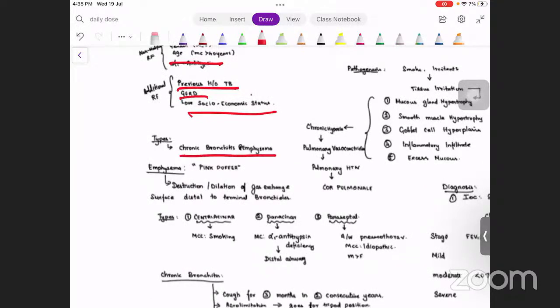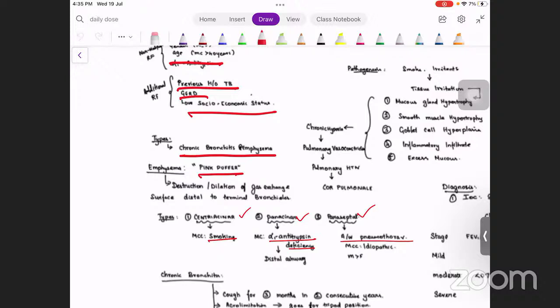Speaking about emphysema, the pink puffer, as I said, has 3 types: centriacinar, panacinar, and paraseptal. Centriacinar is associated with smoking. Panacinar is associated with alpha-1 antitrypsin, and paraseptal is associated with pneumothorax. Centriacinar is smoking, panacinar is alpha-1 antitrypsin, while paraseptal is associated with pneumothorax.